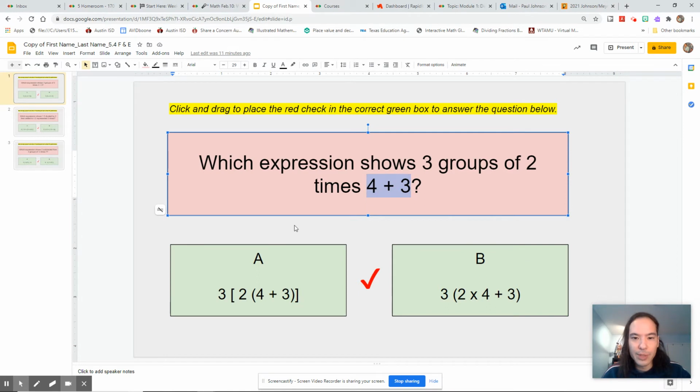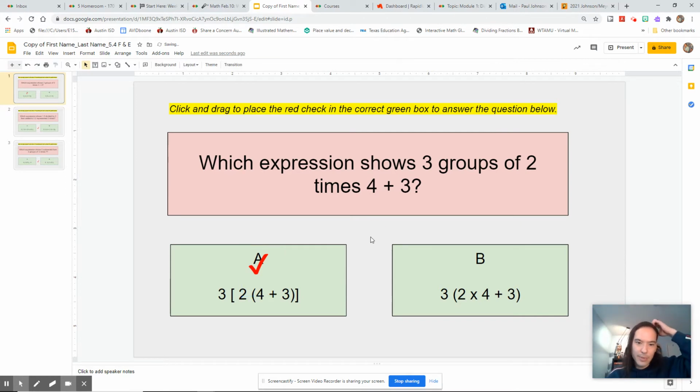So which one is correct? Let's move this little red check over A. A is correct. That is the expression that shows 3 groups of 2 times the sum of 4 plus 3. All right, so 3 groups of 2, 3 times 2 times 4 plus 3.